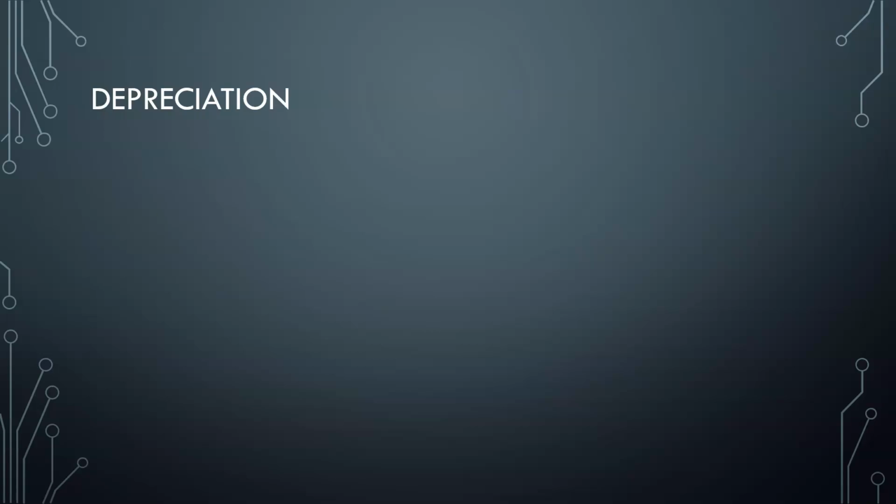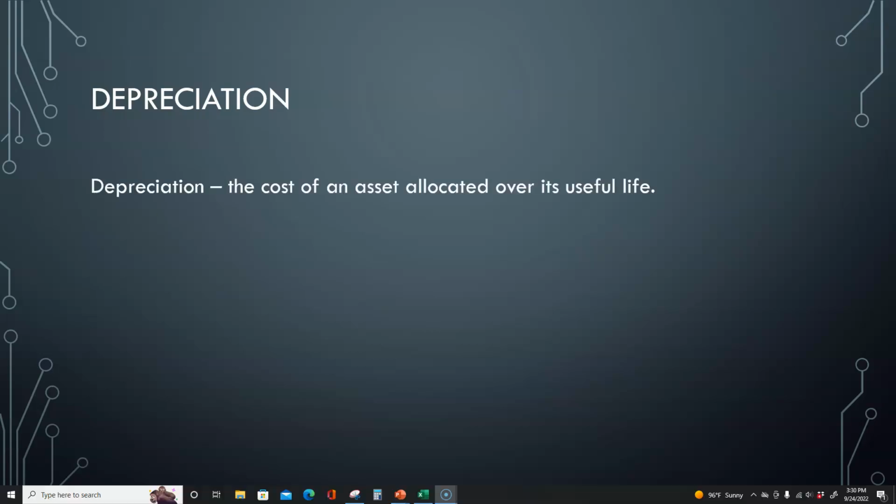Now let's look at depreciation. Most people have heard the term depreciation and assume that depreciation is loss of value. In accounting, depreciation has a different meaning. Depreciation is the cost of an asset allocated over its useful life. So what we do is we take the cost of an asset and figure out what is the cost of using that asset each year. That is depreciation.